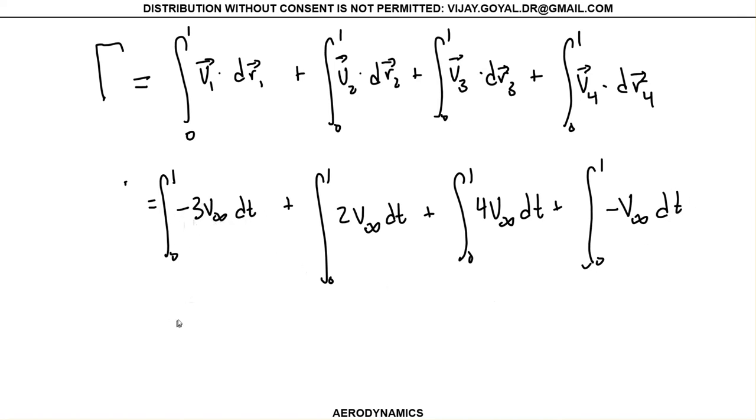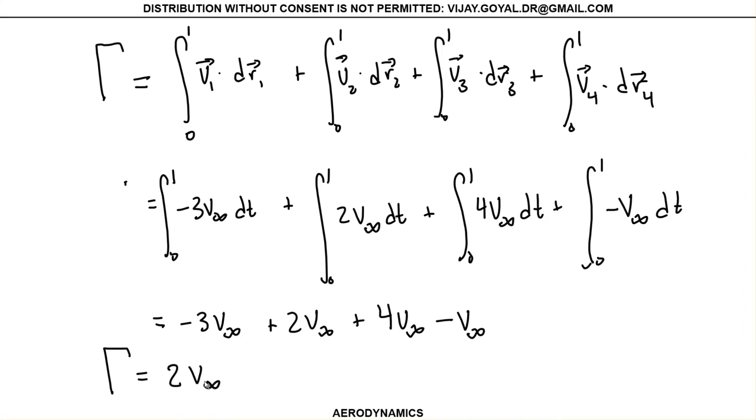Okay, so now I can just integrate. These are just constants, so this integration right here would become minus 3, and you can do that integration, plus 2 v infinite plus 4 v infinite minus v infinite, and you will see that this total circulation is actually equal to 2 v infinite, and the units in this problem will be meters squared over second. Okay, so this is what we found using the line integral.